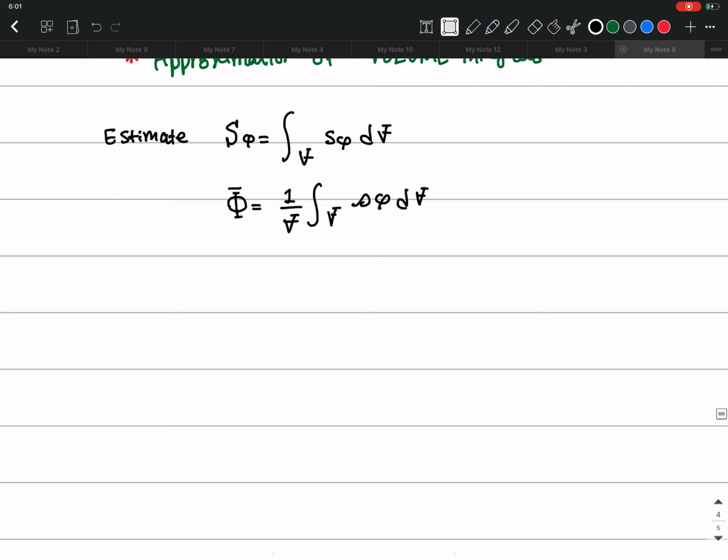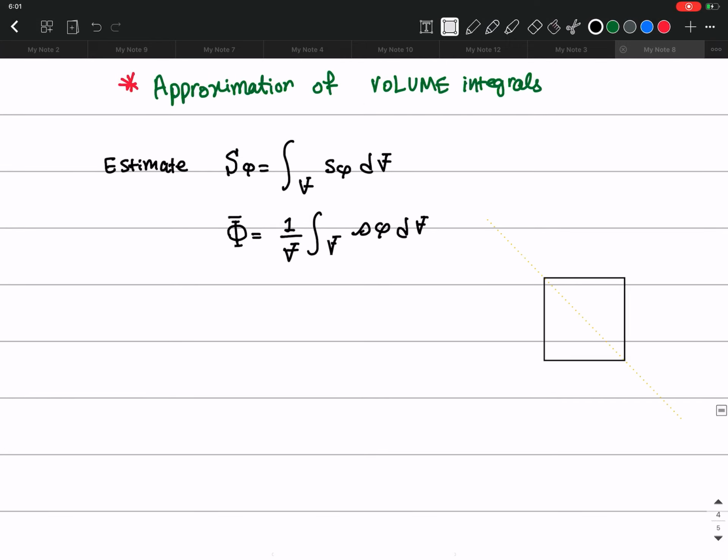Let me draw one simple two-dimensional volume, but this can be of course three-dimensional, but for now I'm just doing a simple one. So we have a point in the middle, and then we have fluxes that go around this. So these are the fluxes. So the simplest approximation that we can have for this volume is as follows.